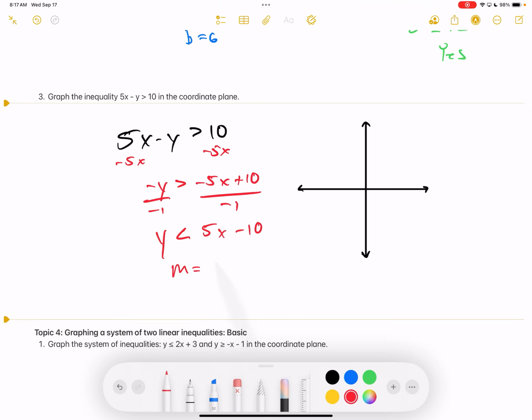So my slope is 5 over 1, which would be up 5 to the right 1. And my y-intercept would be negative 10. So 1, 2, 3, 4, 5, 6, 7, 8, 9, 10. So I start at negative 10. I go up 5 to the right 1. This is going to be a dashed line, right? Because it's just less than. It's less than right here, right? So dashed.